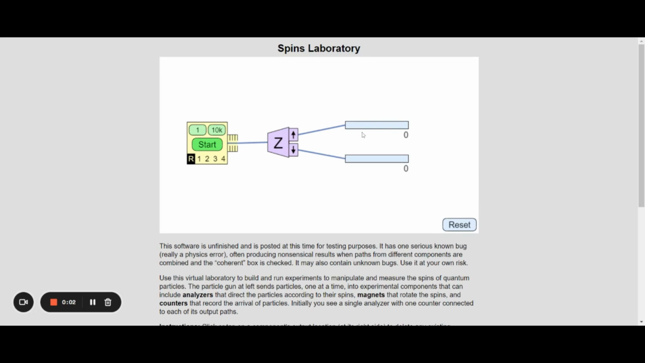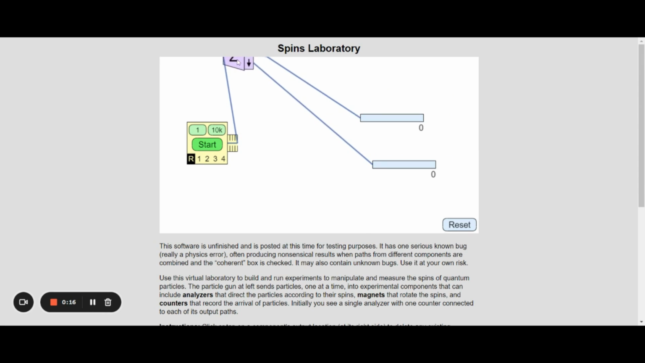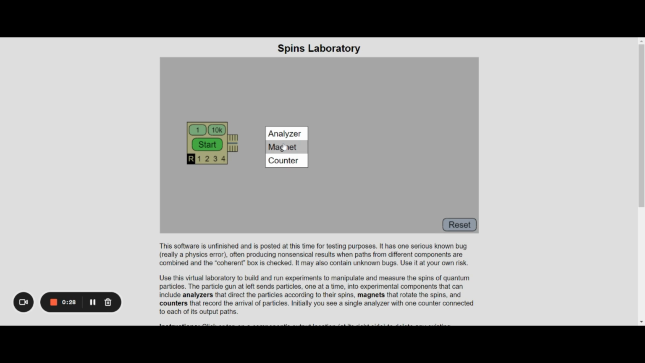So here is the simulation website. This white box contains the simulation itself, and within this white box, you can move around the respective elements. You can delete individual elements by just dragging them out of the space, like this. And you can create new elements by taking the beam from the furnace and dropping it onto an empty space, and then this menu will pop up, and you can pick either an analyzer or counter.